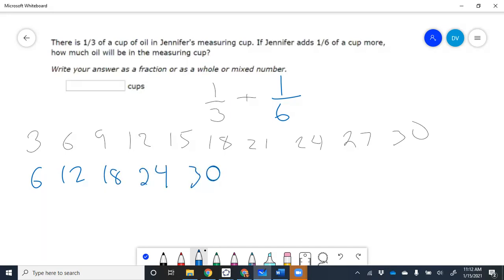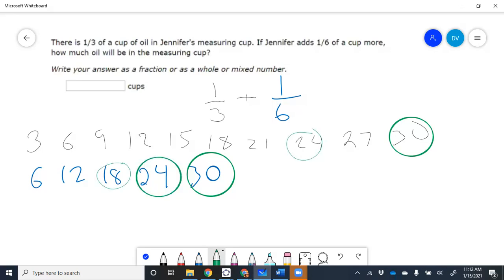So I want you to see that these lists of multiples have something in common. They both have a multiple of 30. They also both have a multiple of 24. They also both have a multiple of 18 and 12. But they also both have a common multiple of 6. We could have used 12 or 18 or 24 or 30 or 6. What do you think would be the easiest number to use of all those?